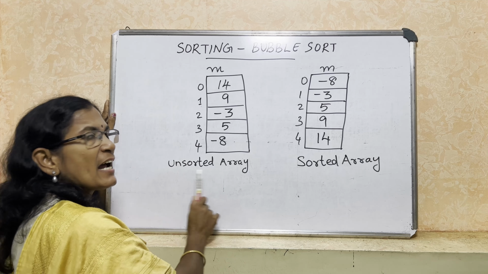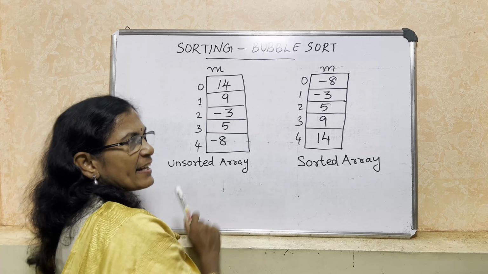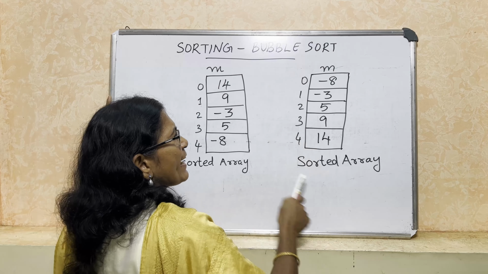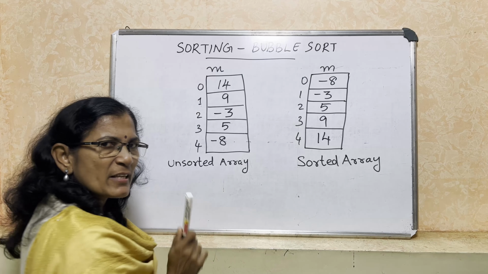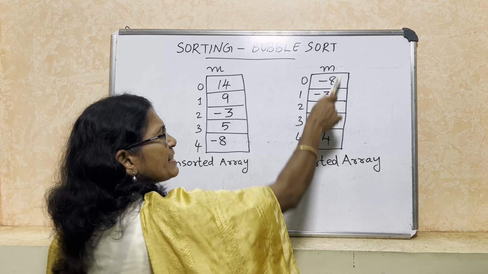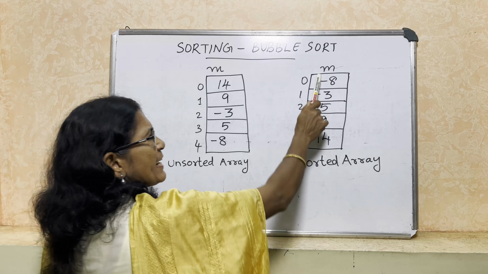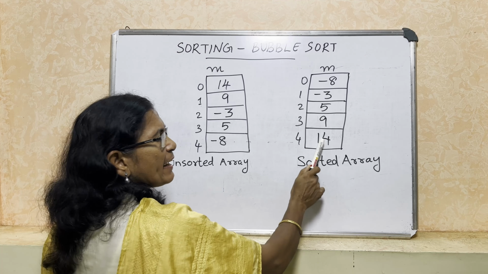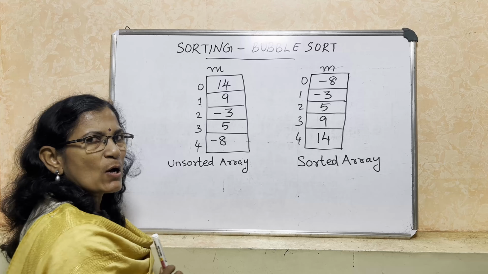When you look at the first array, the elements are not arranged in any order. So this array is an unsorted array. Look at the second array. You can understand that the elements of this array are arranged in the ascending order of its values: -8, -3, 5, 9 and 14. The second array is a sorted array.